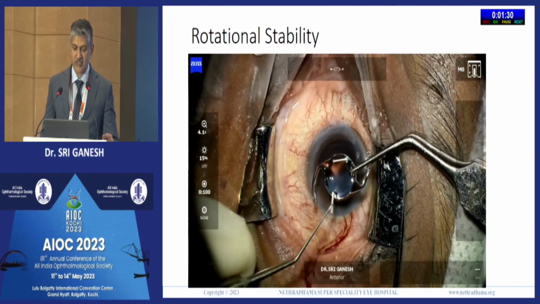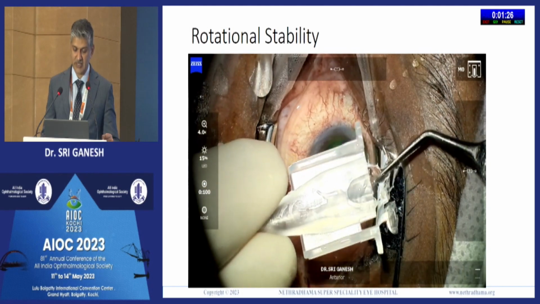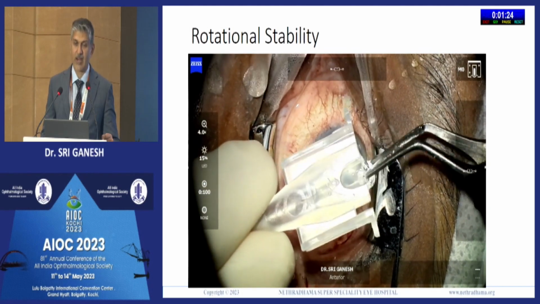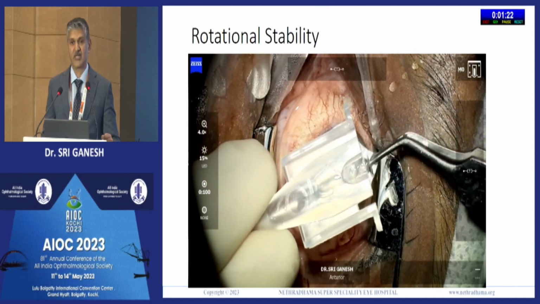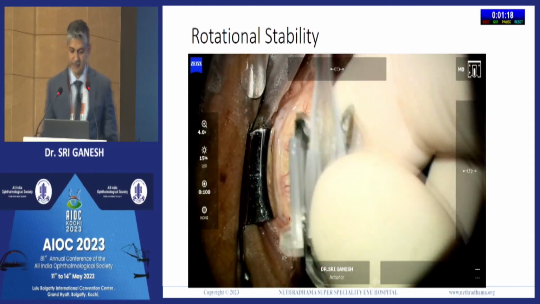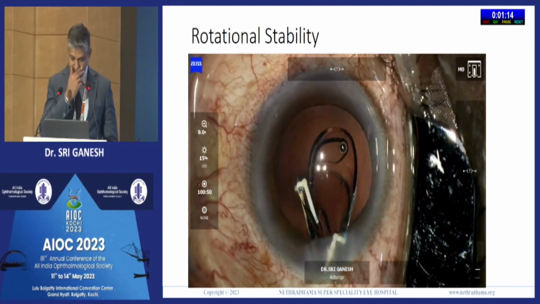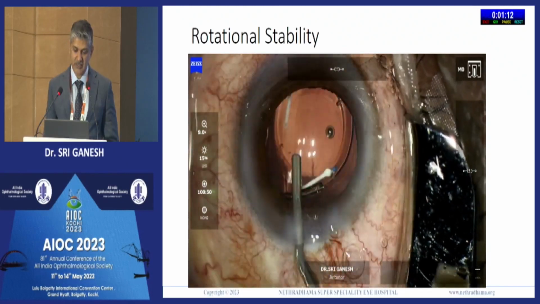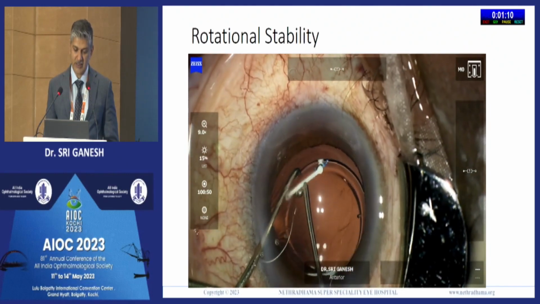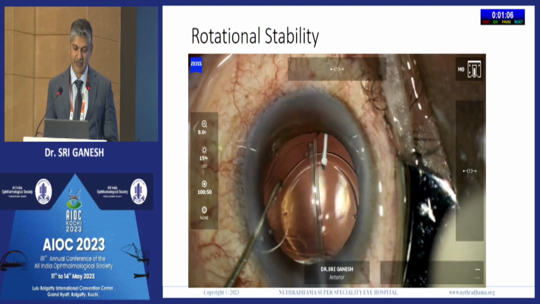Coming to rotational stability, it can be a problem, especially in larger bags, larger axial length. So I have a swivel haptic IOL. These are capsulotomy fixated IOLs. So when you fix the lens onto the capsulotomy, you have the Femtis also, which is available, and this is the Ganesh swivel haptic lens. So you place the toric lens on the axis and then rotate the swivels to capture the capsulotomy.